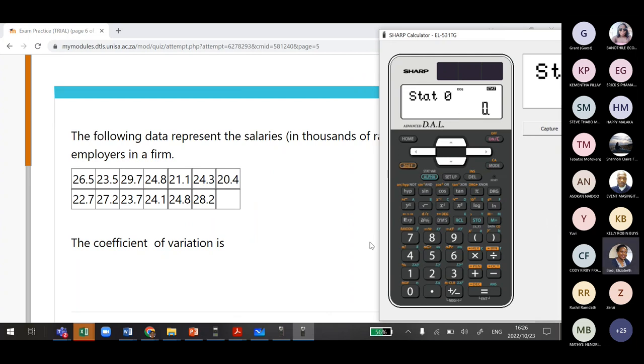Second function CA should clear out all the numbers. 26.5 and plus. 23.5 and plus 29.7 and plus 24.8 and plus 21.1 and plus 24.3 and plus 1, 2, 3, 4, 5, 6, 20.4 and plus. The challenge with the Sharp calculator is you don't know where you are. If you make a mistake, you start from scratch.